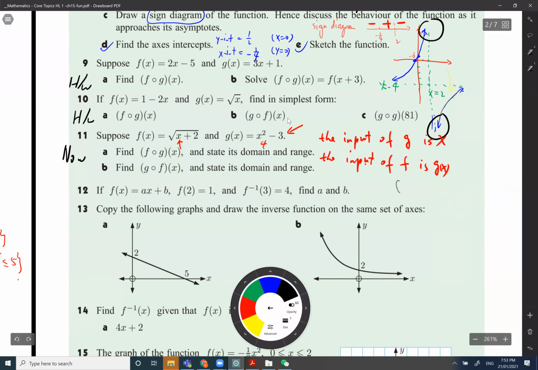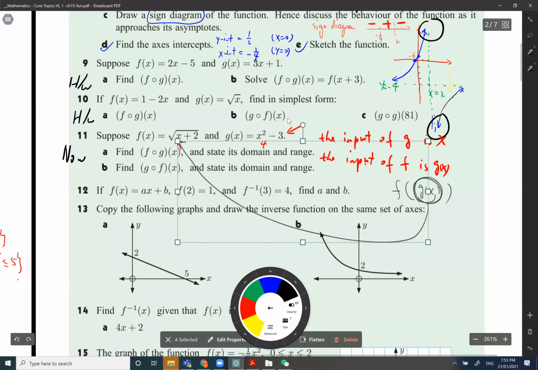Or you can check this one. F∘G is just the same as F(G). You just substitute the whole G into F. This is the input of F. You just substitute this one into here. So the input of F is the whole G(x).